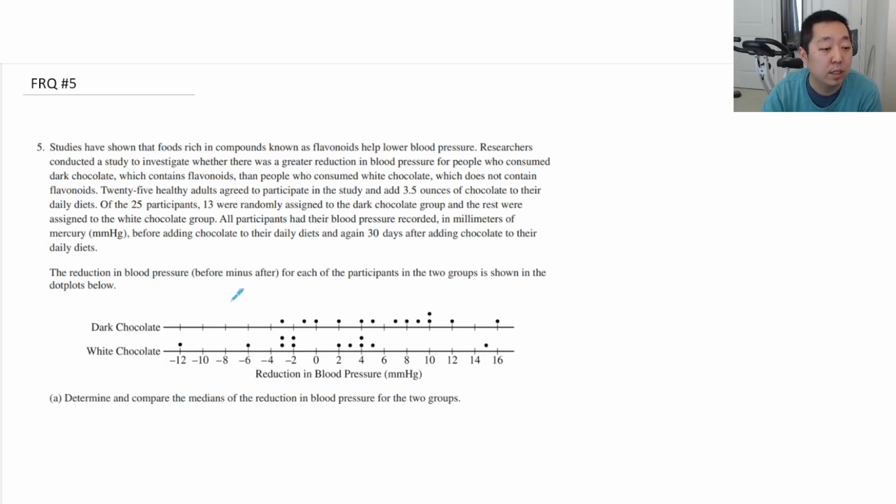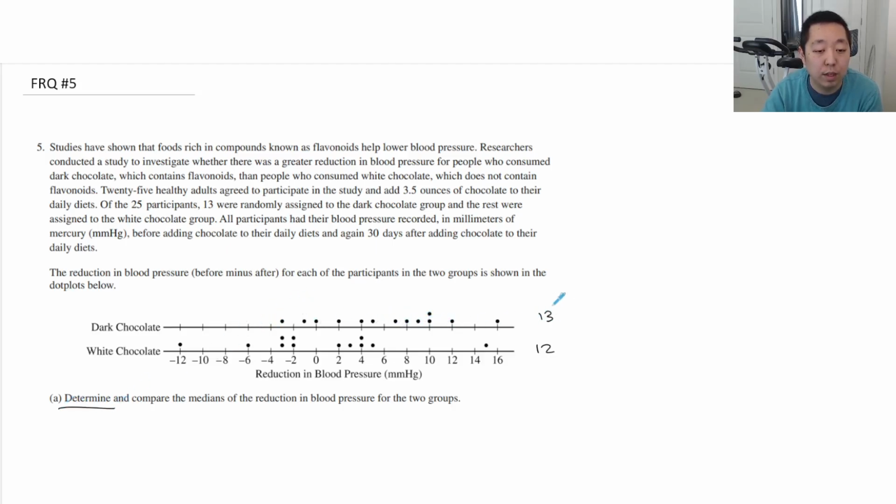And let's see, dark chocolate had 13 and white chocolate had 12, I believe. So 1, 2, 3, 4, 5, 6, 7, 8, 9, 10, 11, 12. And then there's 13 here. So the median, as you sorted them, you want to find the median. So they want to determine the median.